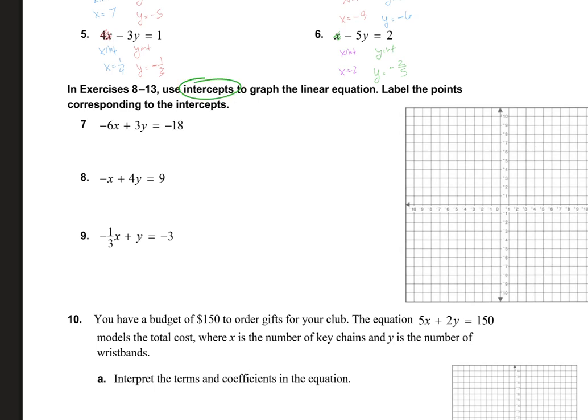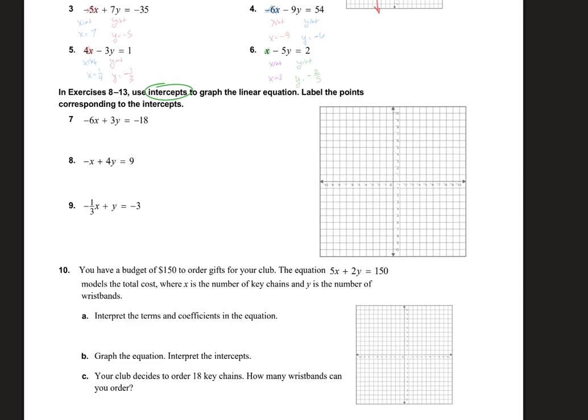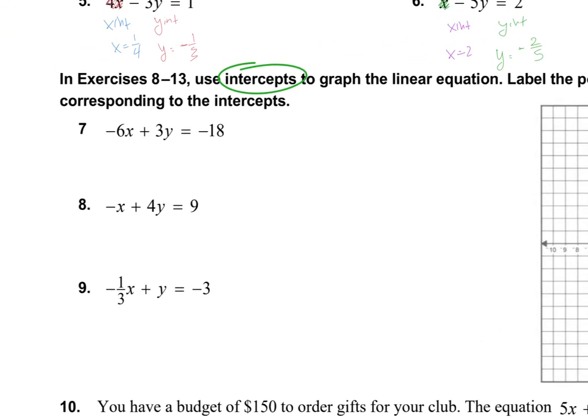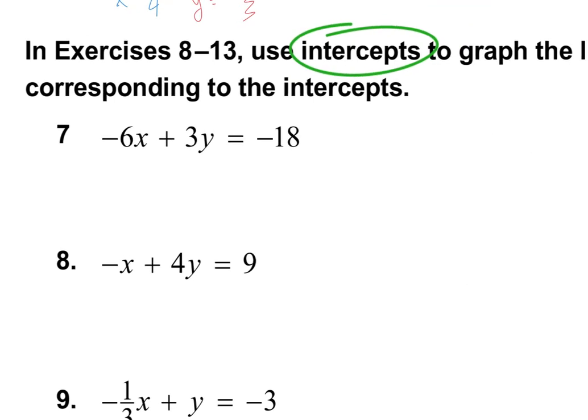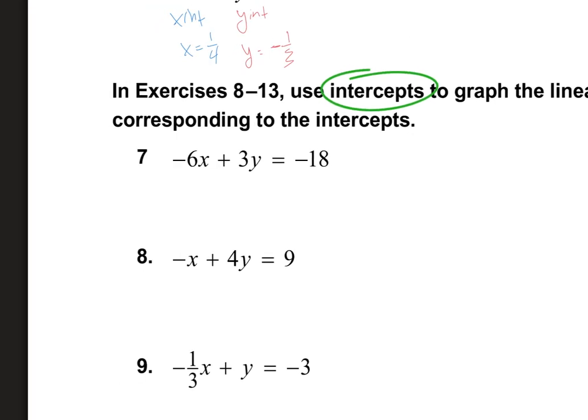Graph, use the intercepts to graph, label the points corresponding to the intercept. So we're going to have 3 graphs on this graph, 3 lines, I should say. Don't let that overwhelm you. If it helps, use different colors. Or just label them. Call this one A, call this one B, call this one C, whatever. I have the color capabilities, so I'll call this one green A.